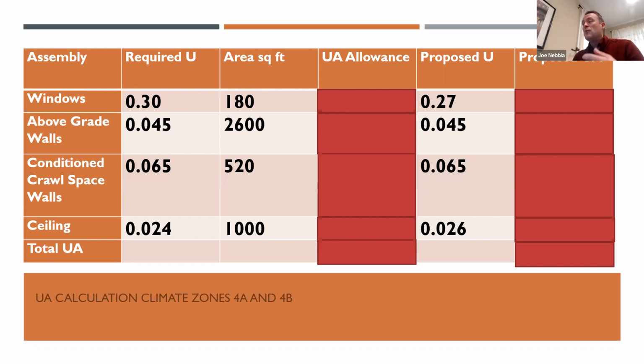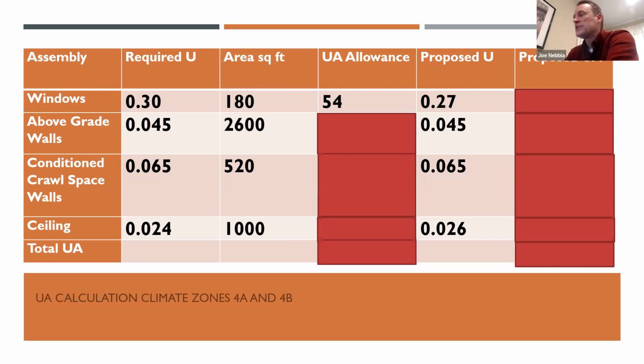It's very simple. Most people are going to use ResCheck or one of the energy modeling tools, which will also run a UA calculation. So almost nobody does this by hand, but I'm showing you this because it is possible to do it by hand if you don't have access to one of those tools. So for windows, if my required U value in climate zone 4 is 0.30 for the window, and I have 180 square feet of windows in the house, then my UA allowance is 54 for that assembly. Now, it doesn't matter that it's for that assembly, but I'm just going to add up all my assemblies at the end, and that's going to give me my total.